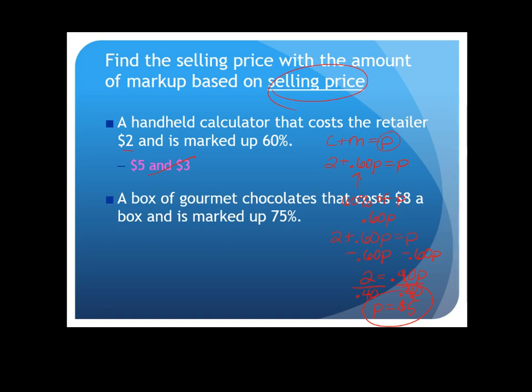Okay, so again, we have one similar: a box of chocolates that costs $8 a box and is marked up 75%. So my cost was $8. It was marked up 75% of the selling price, so 0.75P. So that's my markup amount. That equals P. So to get P together, I'm going to subtract 0.75P. So I get 8 equals 0.25P. And then I'll divide by 0.25 on both sides, which gives me $32.